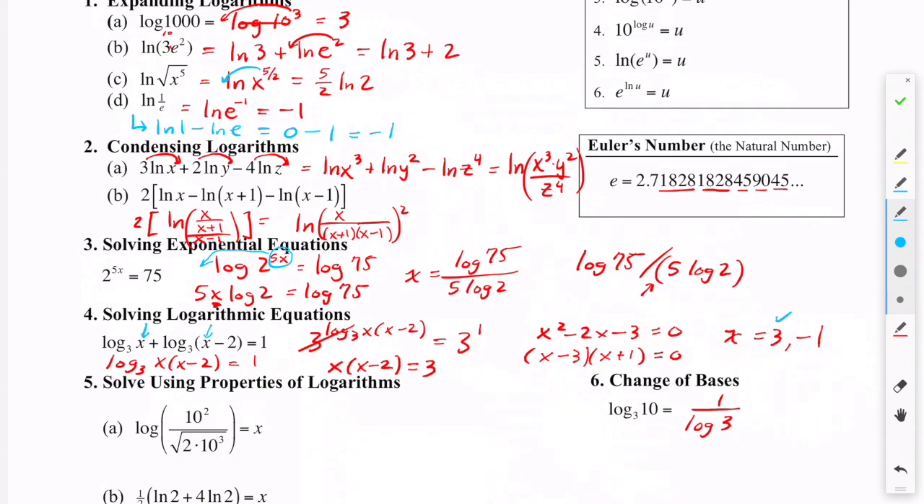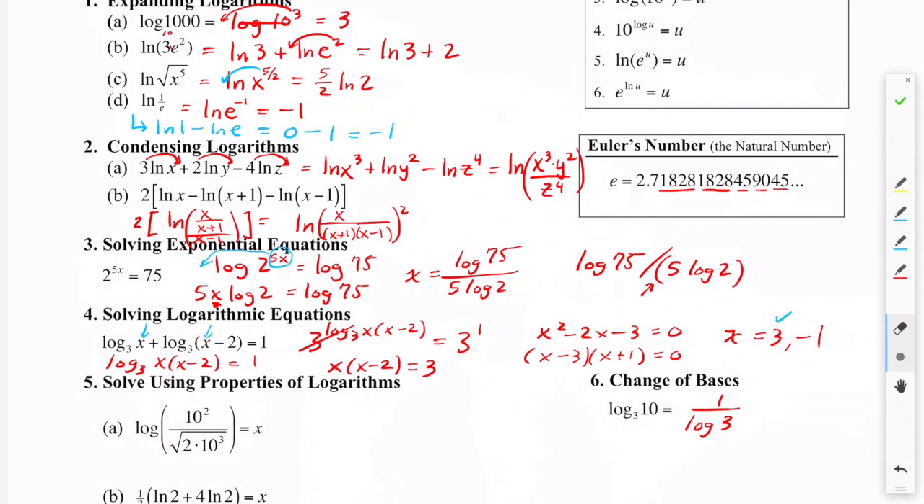But if I put a negative 1 in here, we get a problem. What is log base 3 of negative 1? Remember, we'd be asking ourselves 3 to what power equals negative 1? And this is actually impossible. There's no answer that will make this true. Even if I put a negative 1 in here, 3 to the negative 1 power is just 1 over 3, a positive number.